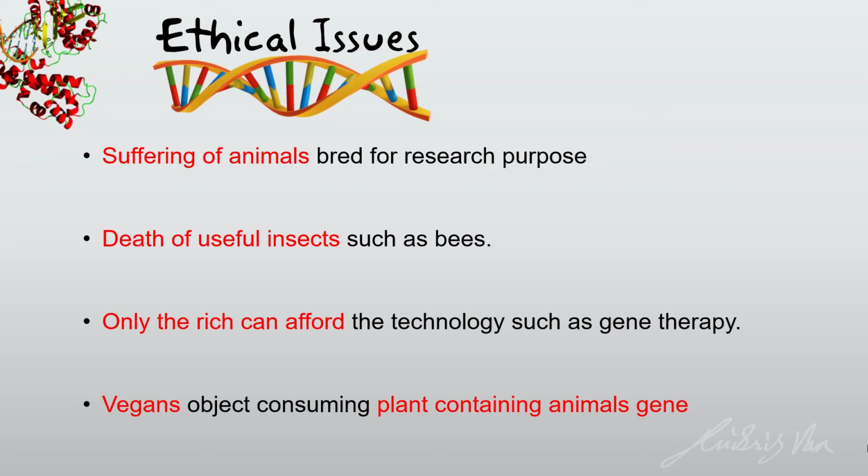So when we talk about ethical issue, people like to go high up in the air. So we remember air: animal, insect, and rich, AIR. So animals bred for research purposes will suffer. It's not ethical to just breed animals whose whole life is suffering from toxins, suffering from cancer. I for insect, useful insects might die. R for rich, only the rich can afford this technology. Then the last part on vegan, I think you just remember lah, because it is funny.